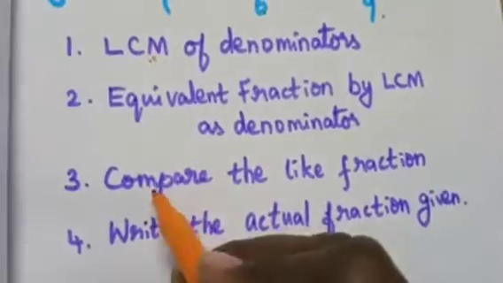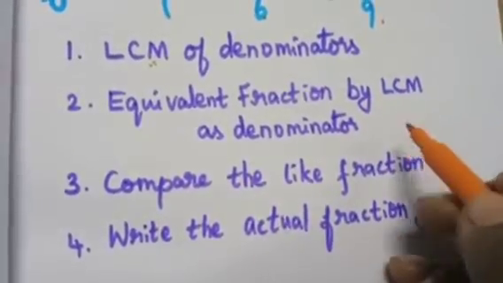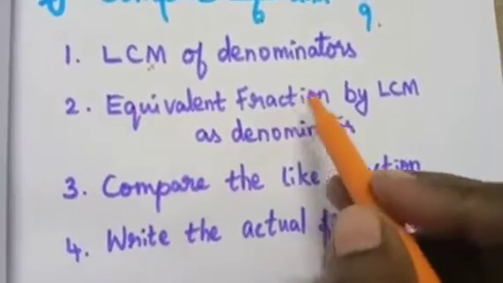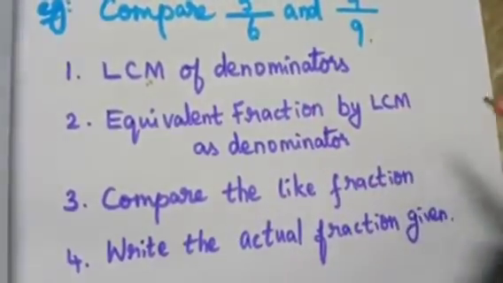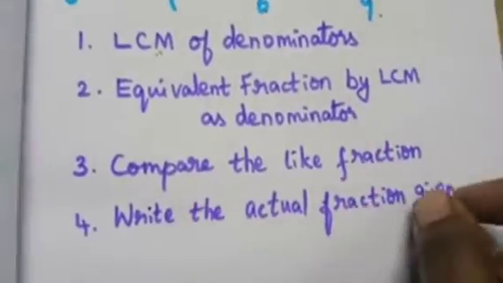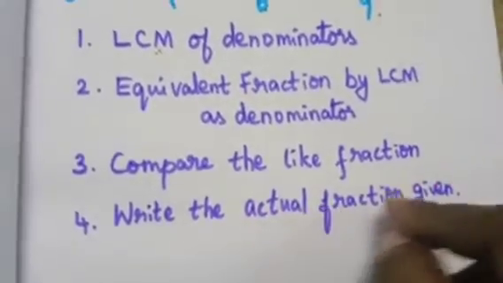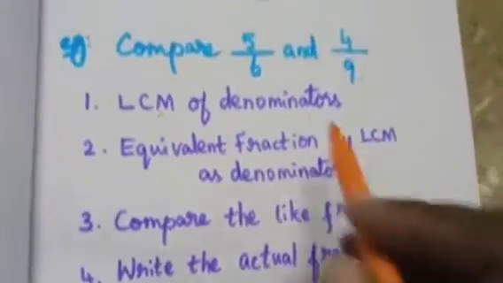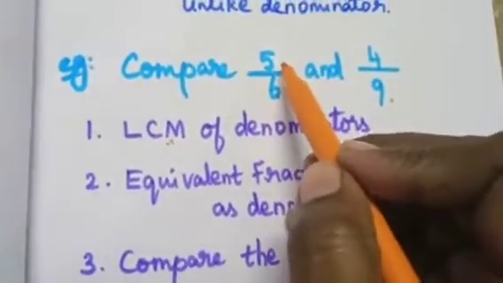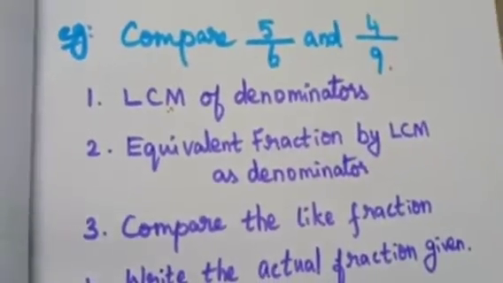Those fractions you have to compare. So we get like fractions, isn't it? Why we are finding equivalent fractions is to get like fractions. After that we have to compare the like fractions. Then you have to write the actual fraction, that is the given fraction. What is given? 5 by 6 and 4 by 9. Let us do it.